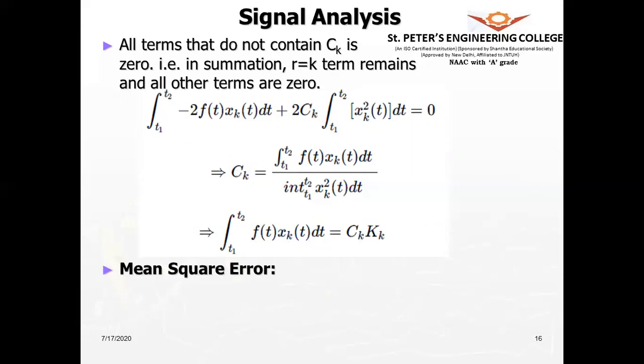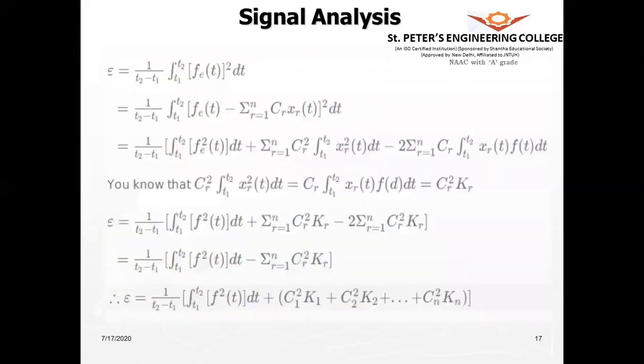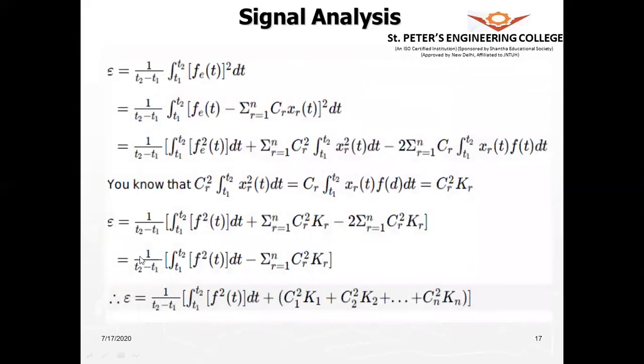So the mean square error we represent as epsilon, and we compute it for the individual components by using this formula. So this equation, epsilon is equal to 1 by t2 minus t1 integral t1 to t2 f square of t dt plus c1 square k1 plus c2 square k2 plus etc. up to cn square kn, is used to evaluate the mean square error.